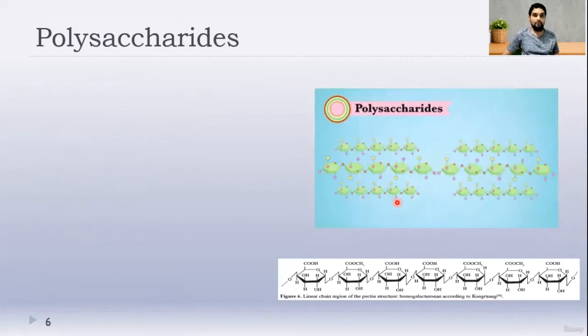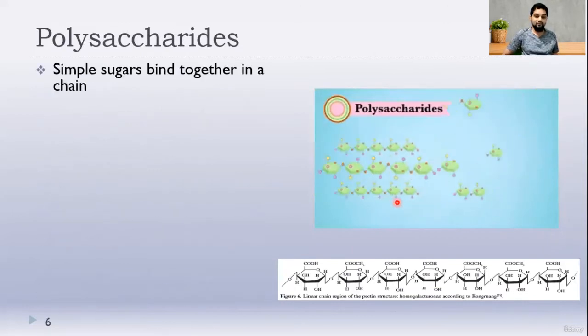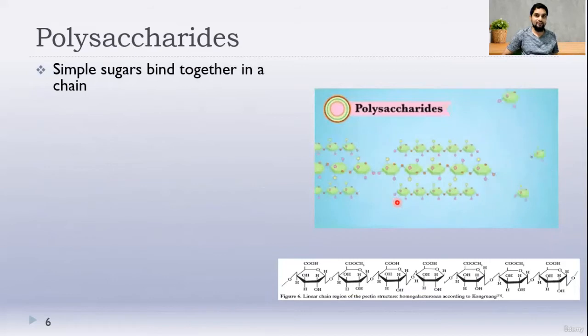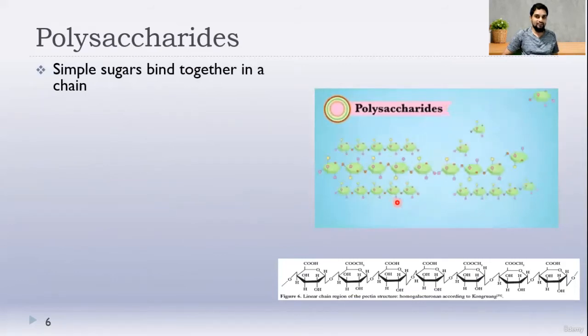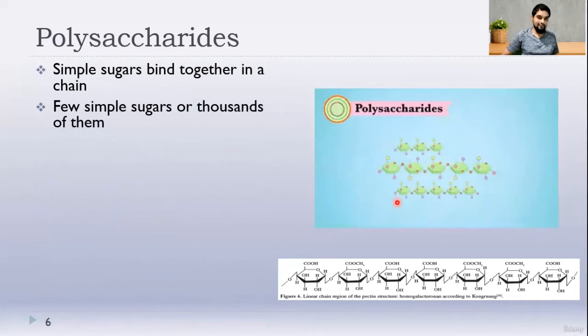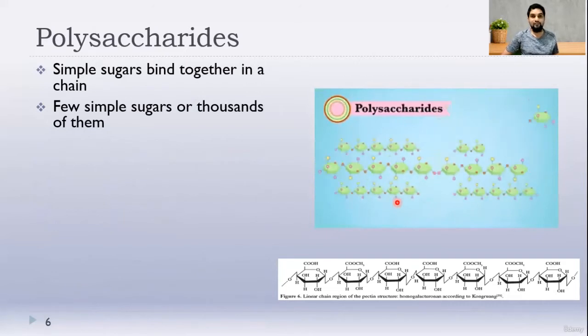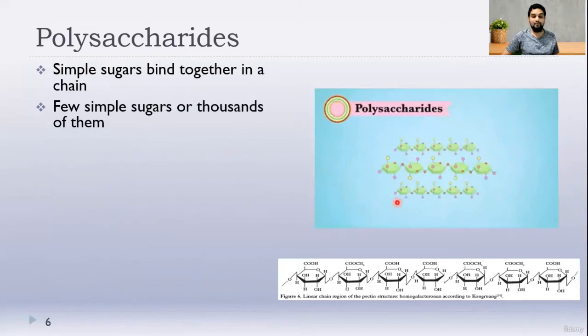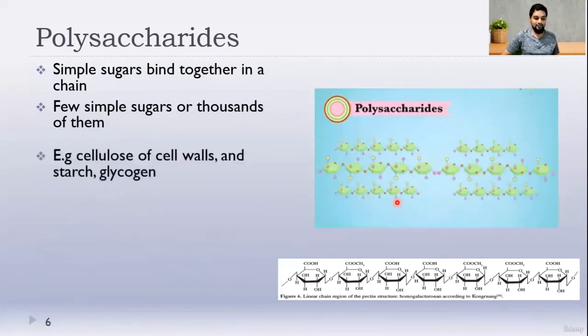Next, we have the polysaccharides. These are simple sugars that are joined together and they form long chains. There might be a few sugars that are joined together, or it could be very long chains, and these chains can be thousands of simple sugars joining together.